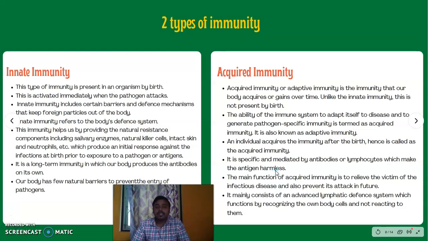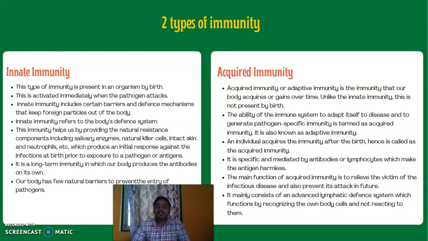So basically, this innate immunity is guarding us 24/7, and it is like the first line of defense that is protecting us from the pathogens. And one special characteristic about this innate immunity is that it is very fast and rapid against these pathogens. The second type of immunity is acquired immunity. This acquired immunity, or we also call it adaptive immunity, is the immunity that our body acquires or gains over time. Unlike the innate immunity, this is not present by birth.